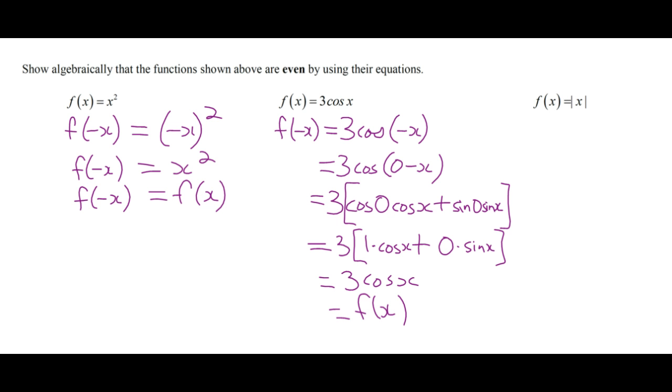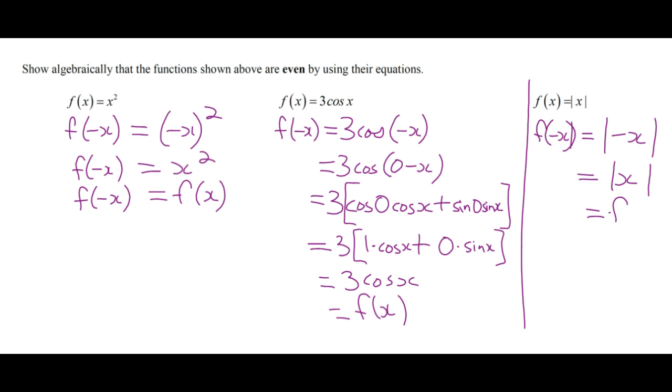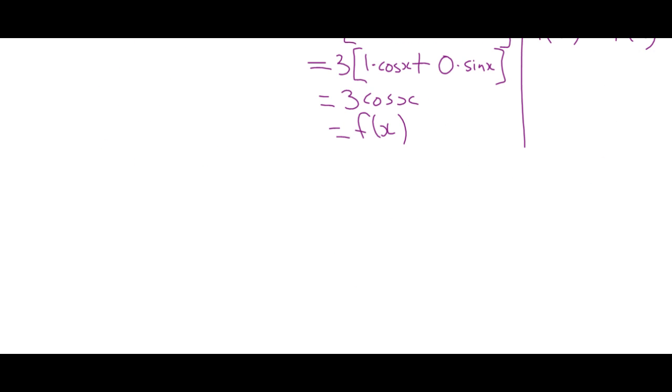f of x is equal to the absolute value of x. What's f of negative x? Absolute value of negative x. What's the absolute value of negative x? The absolute value of x, which is equal to f of x. It's absolutely even. Okay, so then these are all even functions, by definition.